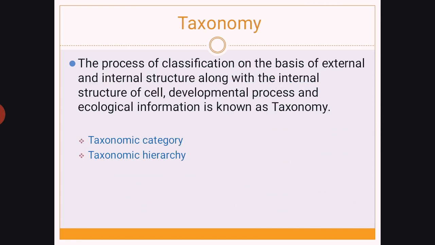Next we move to the last step of systematics, that is taxonomy. Taxonomy is the process of classification through which all living organisms can be classified into different taxa. External and internal structure, cell structure, developmental process, ecological information, all are necessary for taxonomic study. In this study, two important keywords are essential: taxonomic category and taxonomic hierarchy.